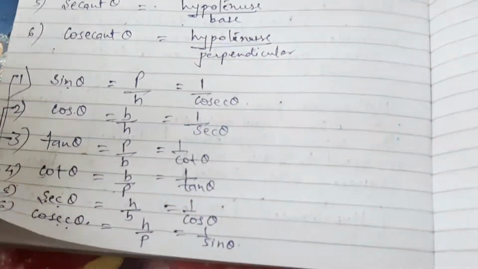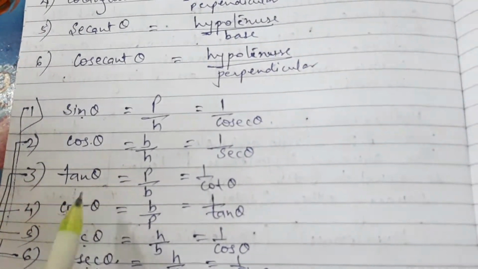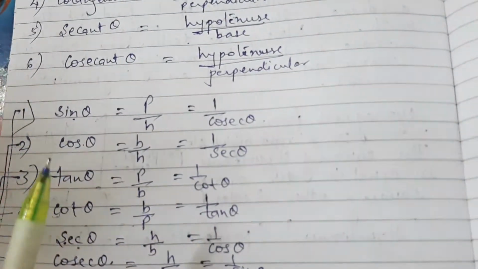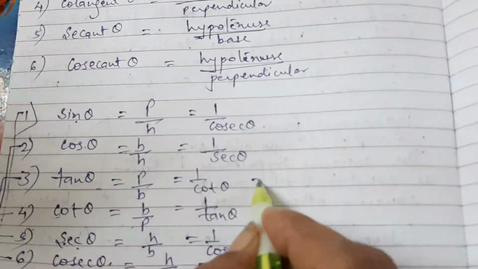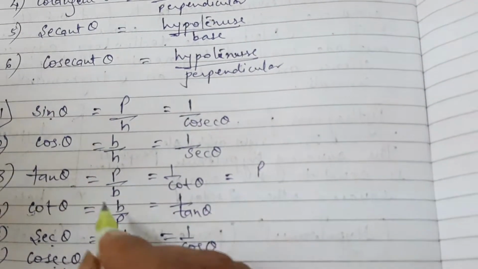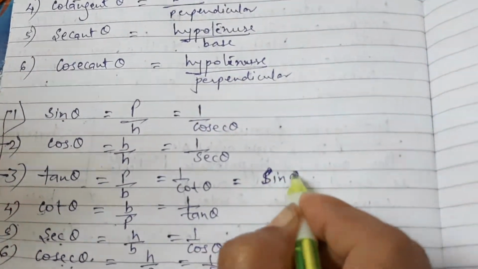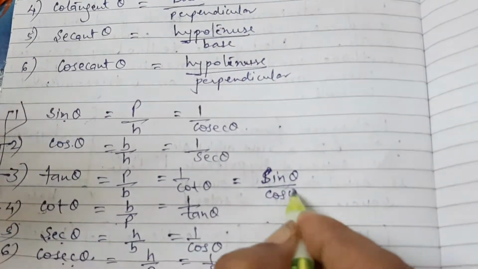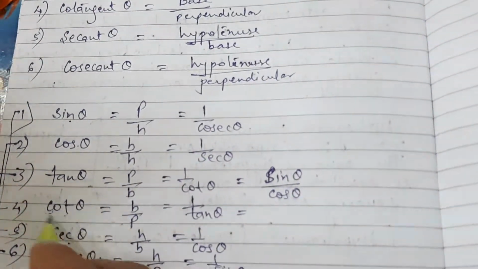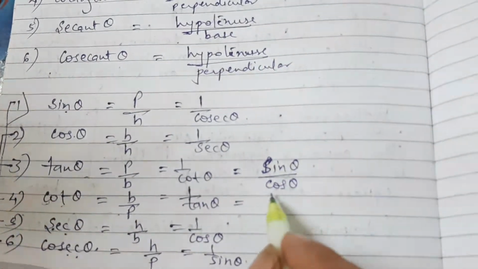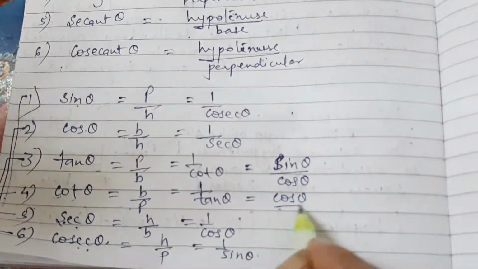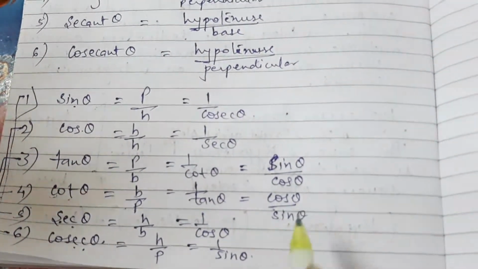Out of these six, tan theta and cot theta both have one more formula. Tan theta equals perpendicular upon base, and one more formula is sin theta upon cos theta. Cot theta is the reciprocal of tan, so it will be cos theta upon sin theta.